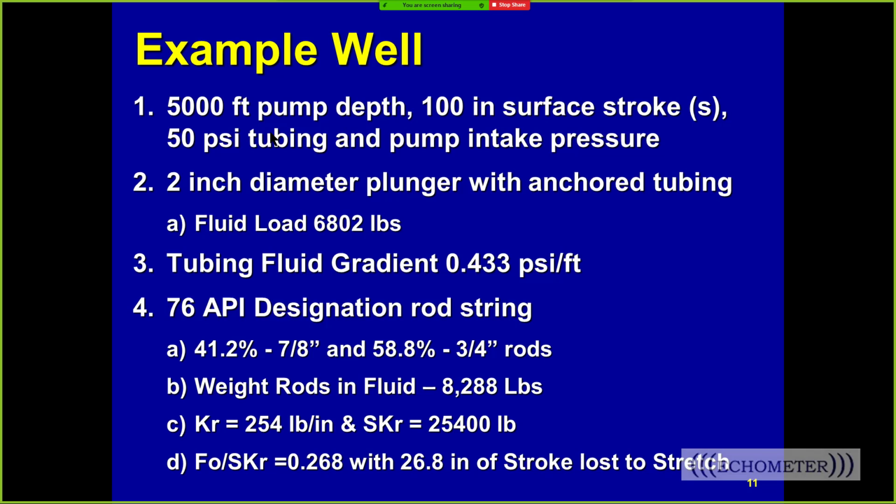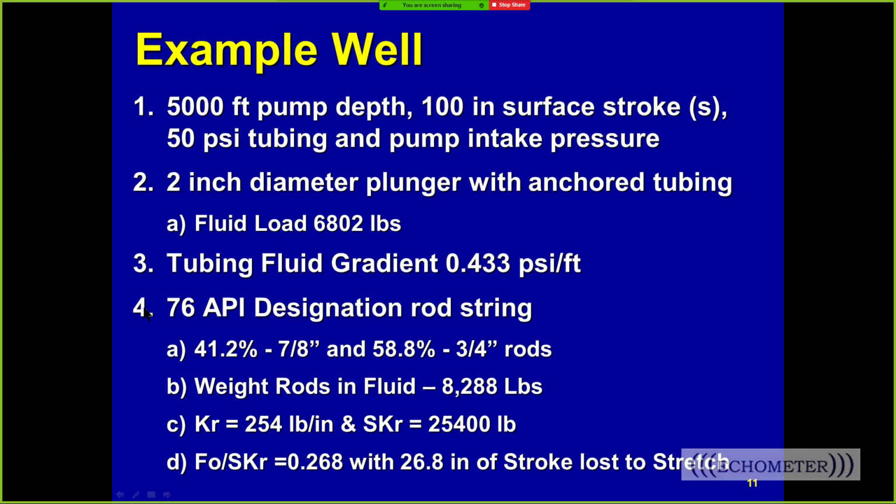So I'm going to show that with a Q-rod example. In this Q-rod example, the well is going to be 5,000 foot deep with a 100-inch surface stroke, 50 pounds of pressure at the surface and the pump intake pressure, a 2-inch pump. The fluid load is 6,800 pounds. The tubing fluid gradient is that of fresh water, 0.433 psi per foot.